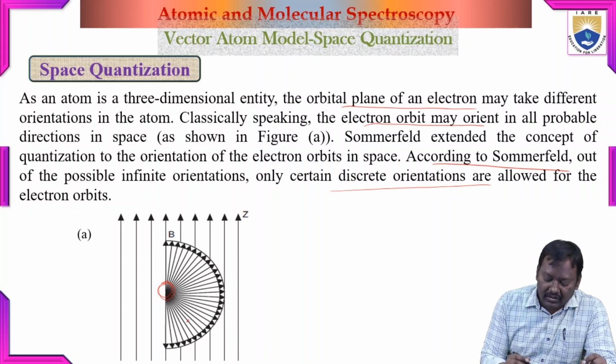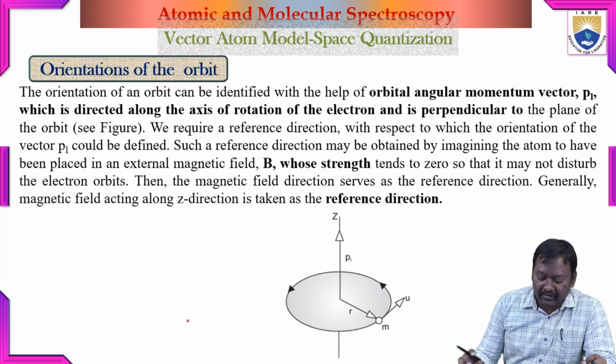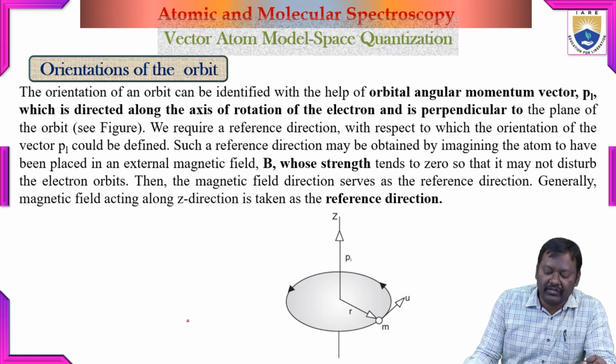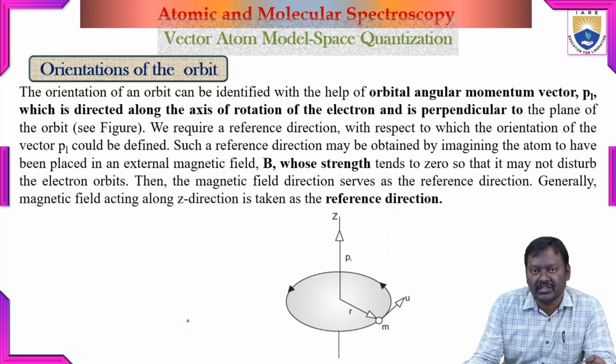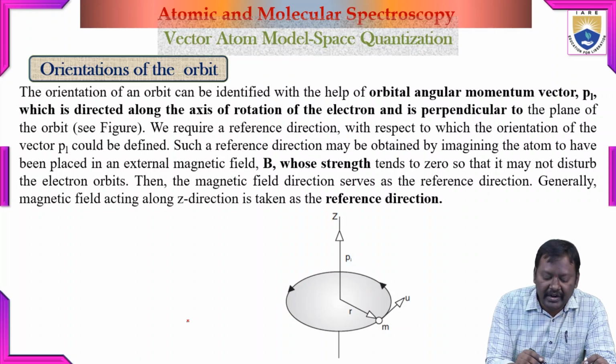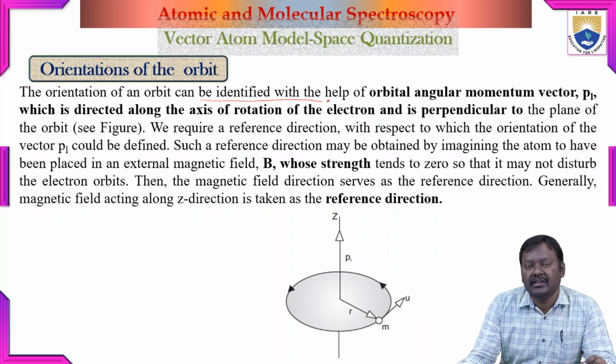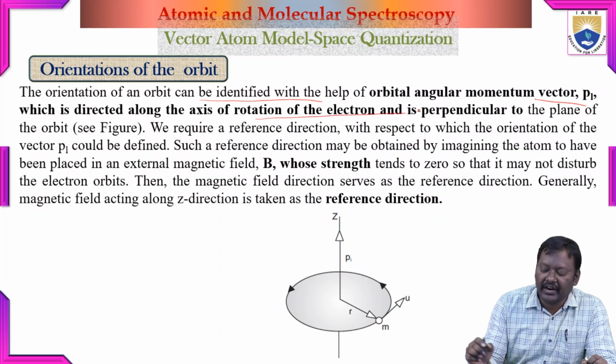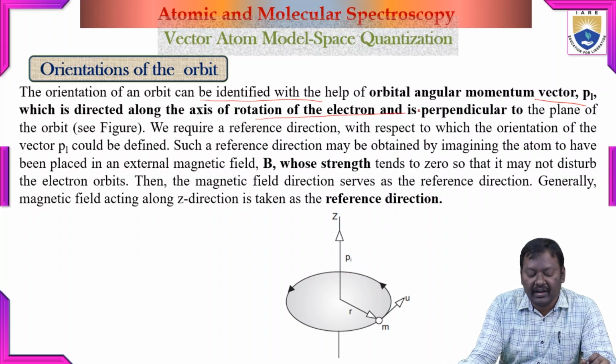So, here we will see. To represent these directions, we also need some reference direction. The orientation of the orbit can be identified with the help of the orbital angular momentum vector PL, which is directed along the axis of rotation of the electron and is perpendicular to the plane of the orbit.